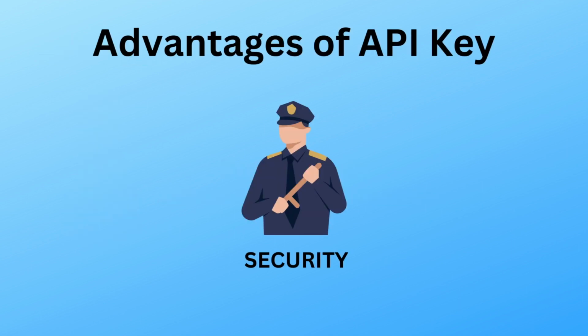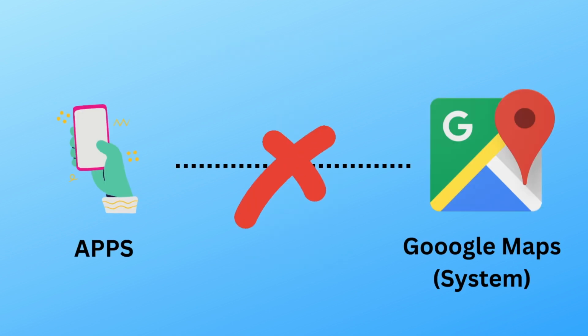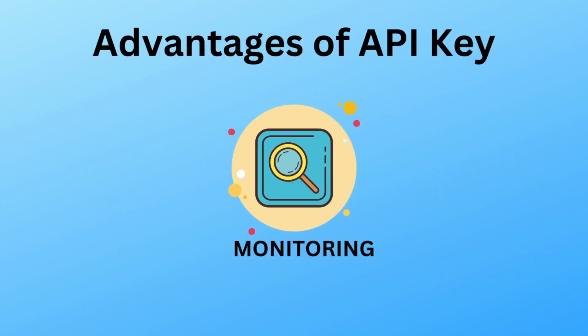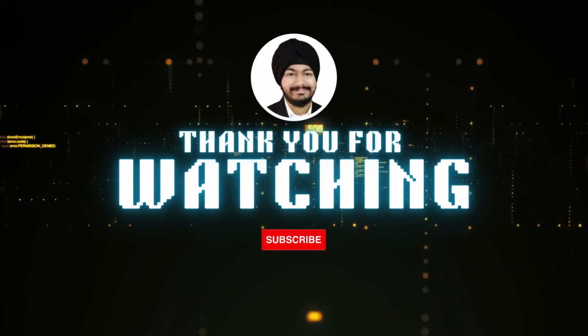The first advantage of using API key is security. How security? Like apps cannot directly interact with the system, they use API and API requires an API key for authentication. The second advantage is monitoring. How monitoring? With the API key, we can keep a track of requests coming from which particular app, and apps also cannot do illegal activities as all the requests are being tracked with the help of API keys.